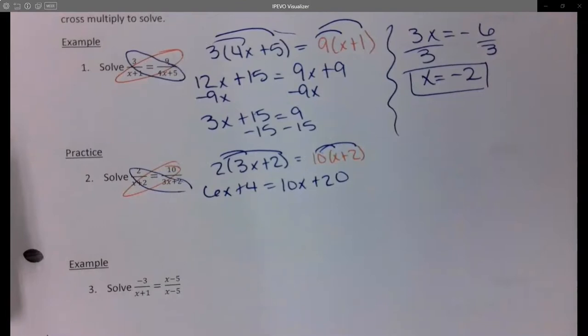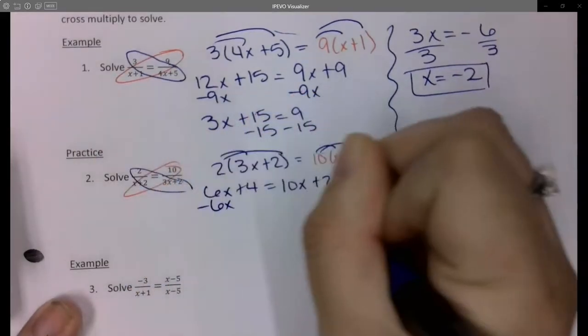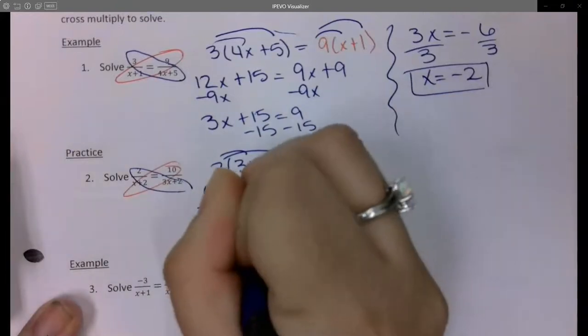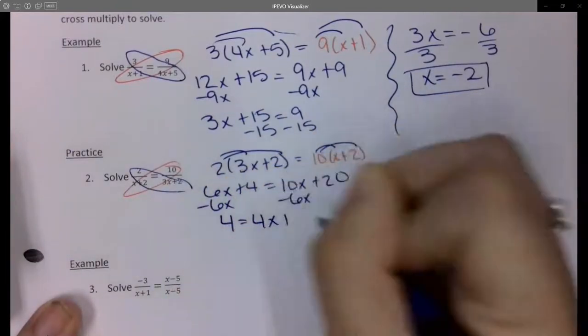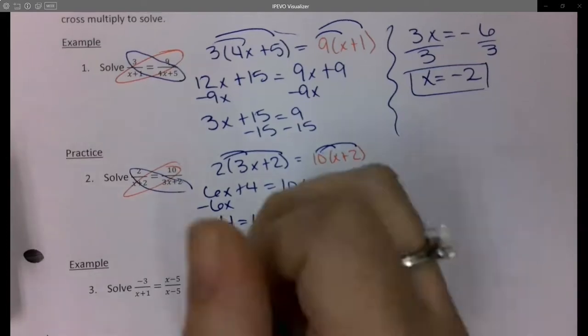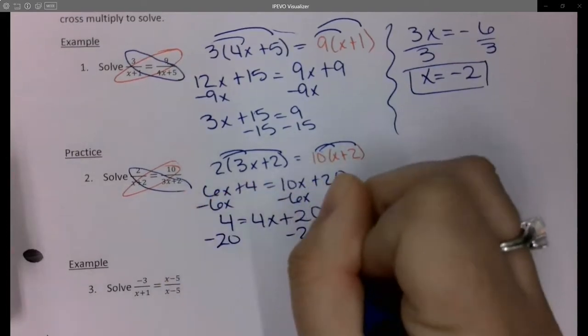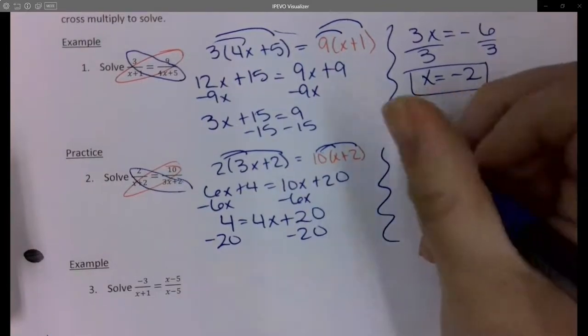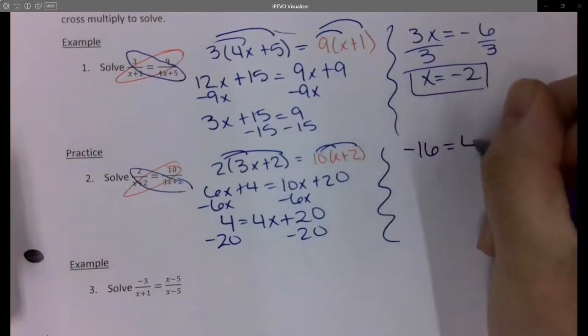Okay, then I want to go ahead and get all my variables over to the same side. So I'm going to subtract 6x on both sides. I get 4 equals 4x plus 20. Then I want to go ahead and subtract 20 on both sides. This is going to get me negative 16 equals 4x.